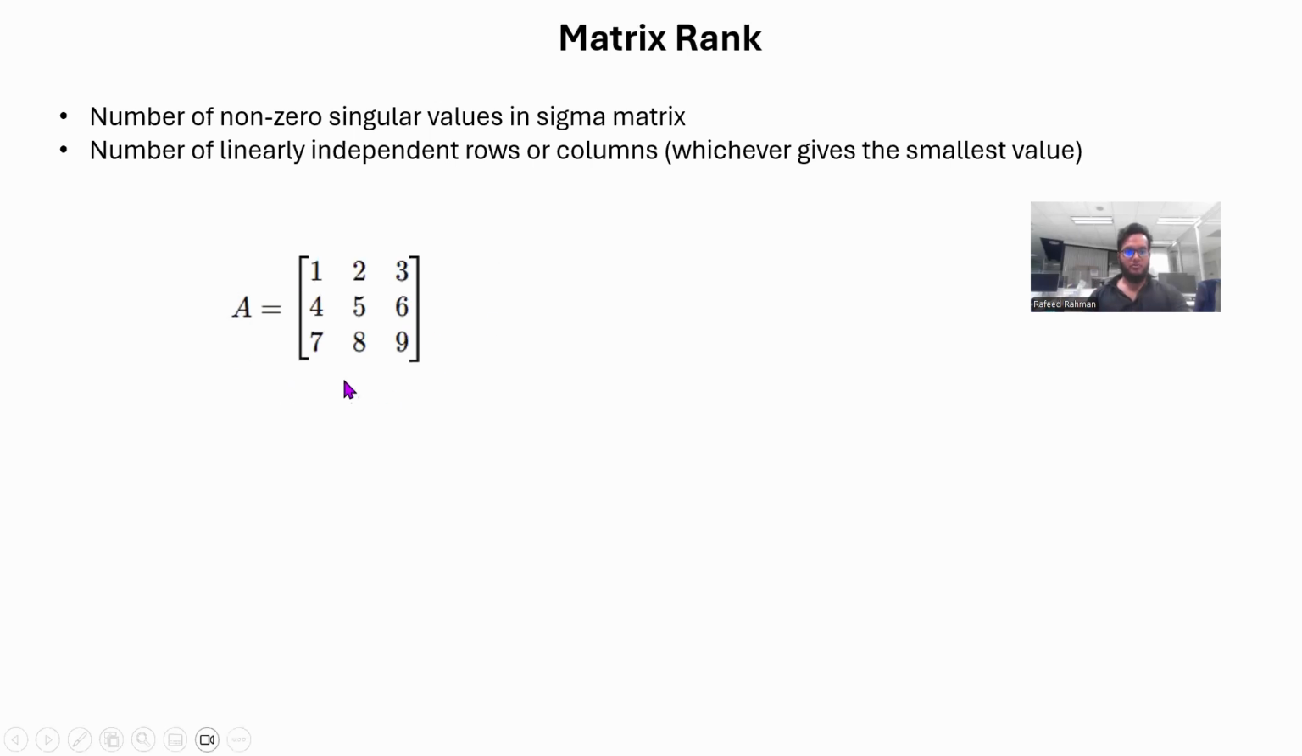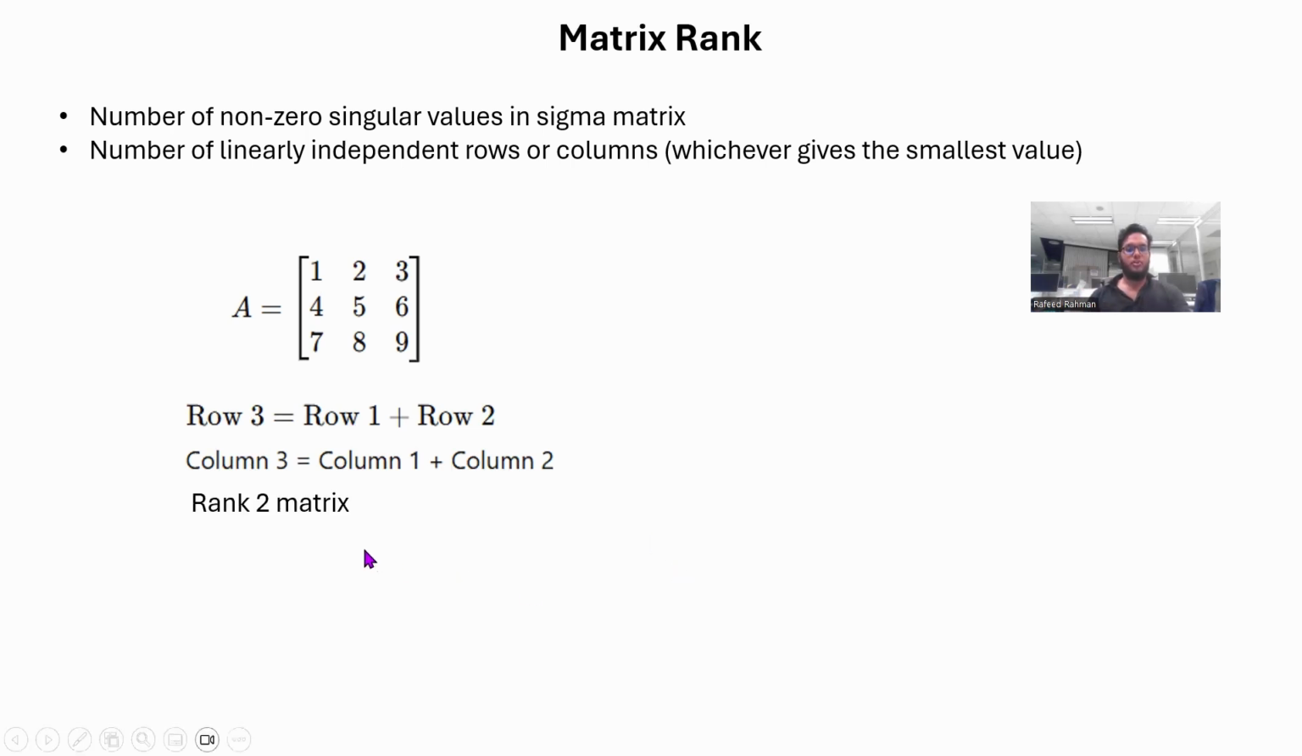For example, you have a matrix right here. Row 3 is equal to row 1 plus row 2. That means row 3 is a combination of row 1 and row 2. Similarly, you can check column 3 right here. It is an addition of column 1 and column 2. So row 3 and column 3 are linearly dependent. They are not independent. So we have only 2 rows and 2 columns which are linearly independent. So this is a rank 2 matrix.